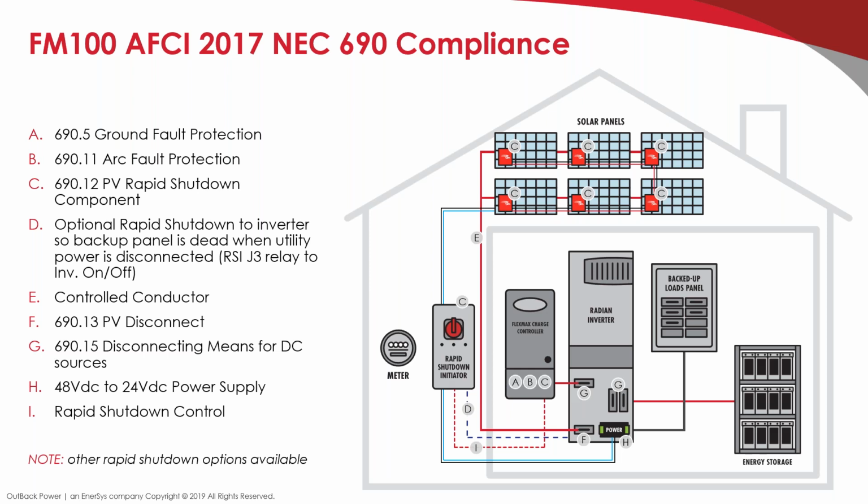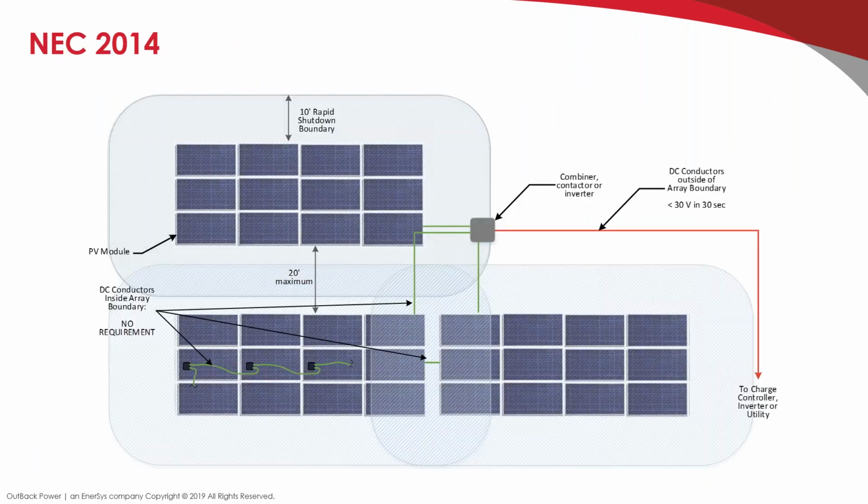And yeah, the note there: other rapid shutdown options available. So, quick review of NEC 2014. If we remember, there was a 10-foot rapid shutdown boundary, and it was an array level requirement, which is the easiest way to describe it. You need to shut down each array, but you don't need to shut down the conductor on each module. Less than 30 volts in 30 seconds.